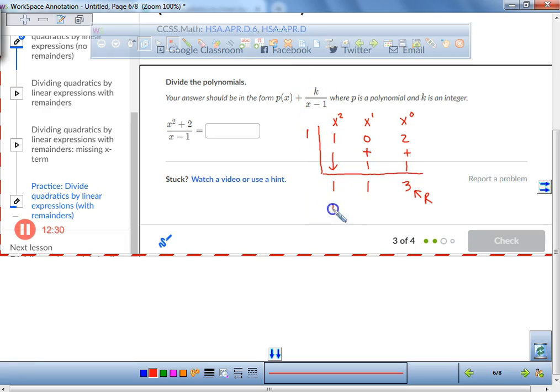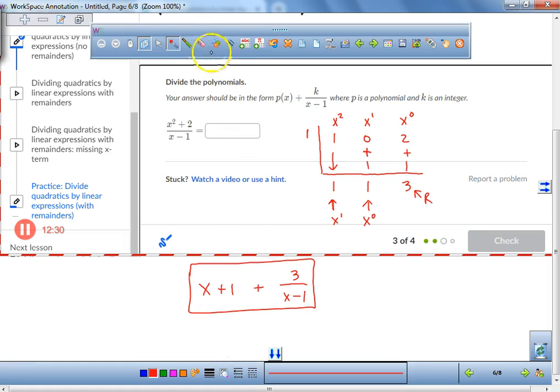Now what does this represent? If that's x squared, this is x to the power of 1. And this represents x to the power of 0. So what's my final answer? X plus 1. I'm interpreting this: this means x plus 1, and then plus 3. But what's the divisor? Our divisor was x minus 1. And that's what I'm going to type in to the Khan Academy.